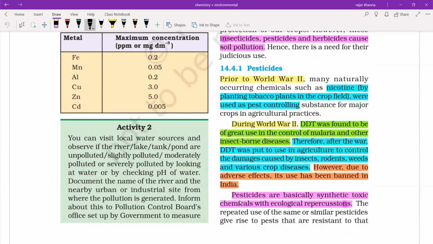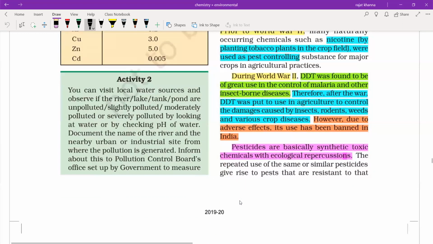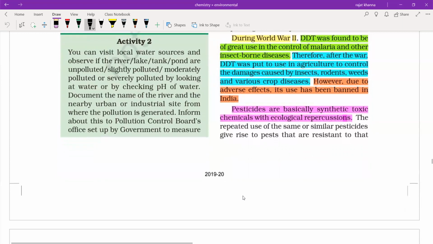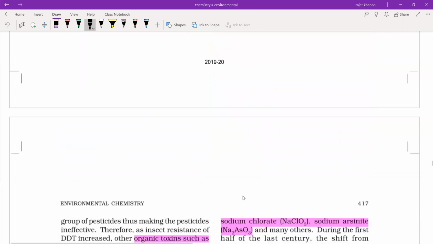Therefore, after the war, DDT was put to use in agriculture to control the damage caused by insects, rodents, weeds, and various crop diseases. However, due to adverse effects, its use has been banned in India. Pesticides are basically synthetic toxic chemicals with ill ecological repercussions.